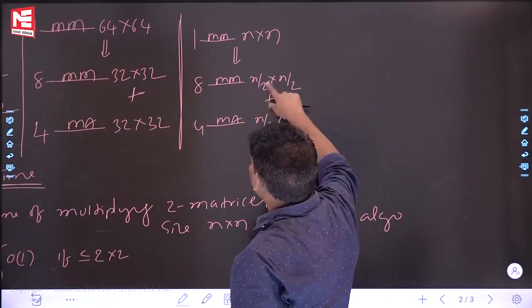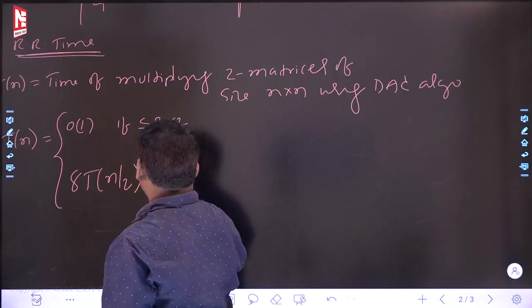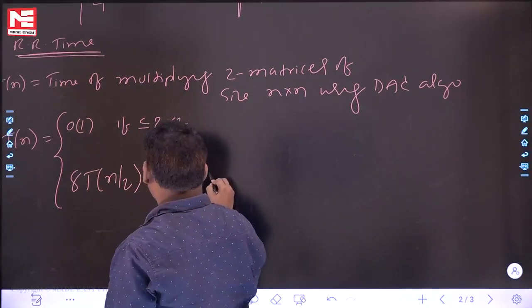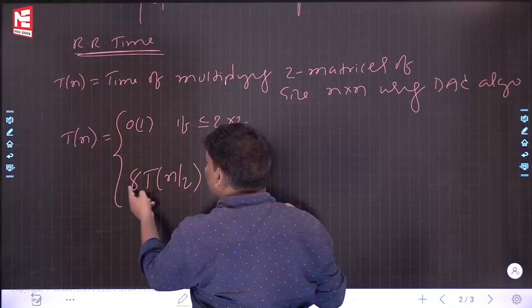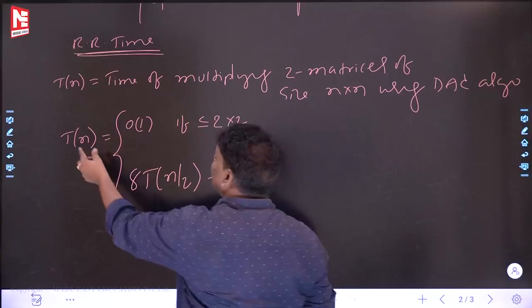8 matrix multiplications of size n by 2. Plus, how many additions? 4 additions I have to do, of size n by 2. So 8 matrix multiplications of size n by 2 plus 4 additions. Can you help me know what is the T(n)?